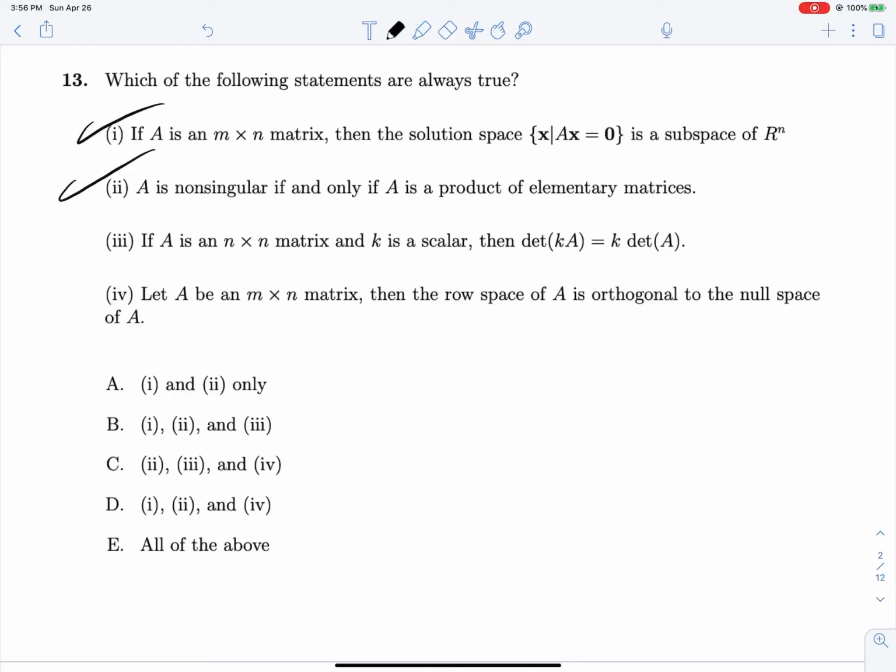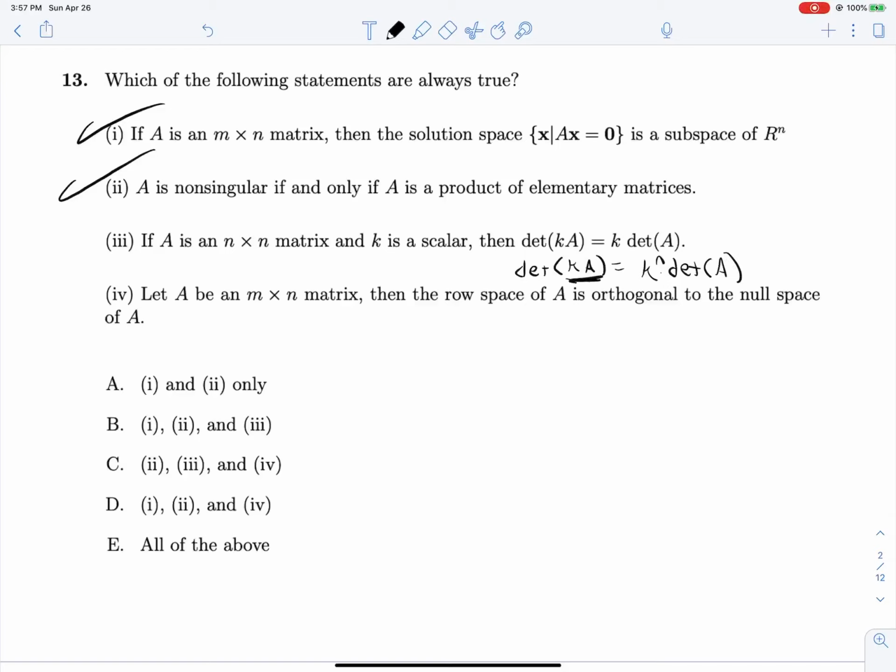Okay, 3. If A is an n by n matrix and K is a scalar, then the determinant of KA is equal to K times the determinant of A. Nope, nope, nope, nope. In fact, the rule for this is the determinant of KA is equal to K to the n times the determinant of A.